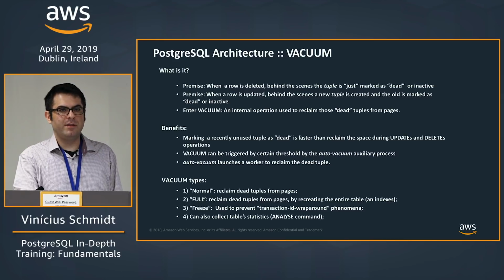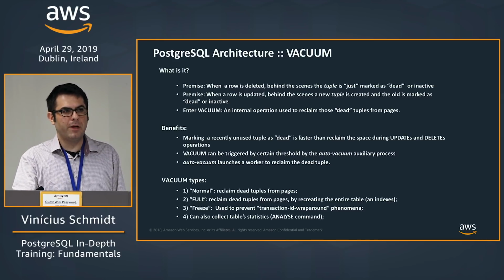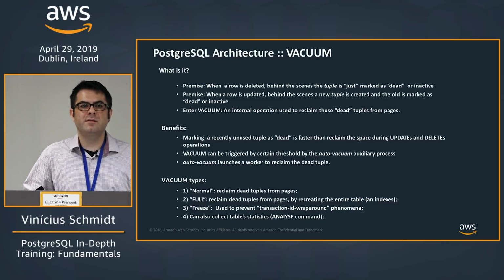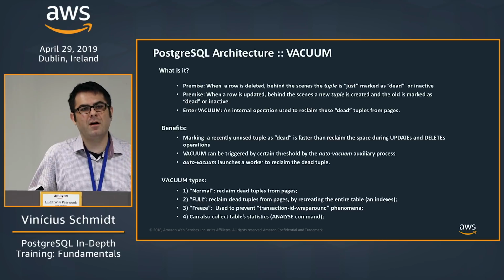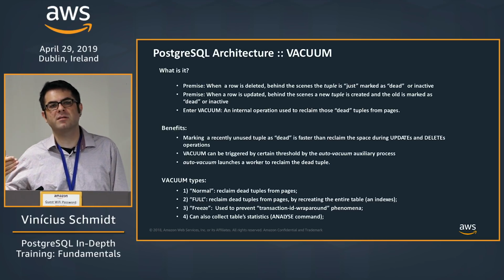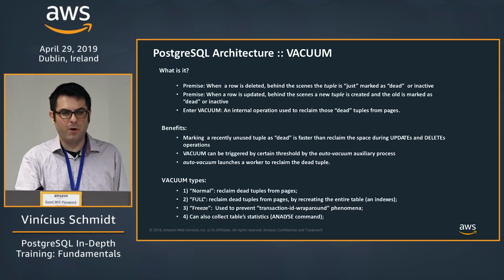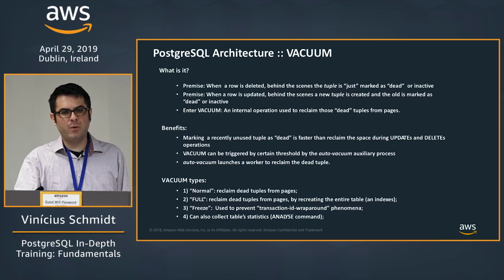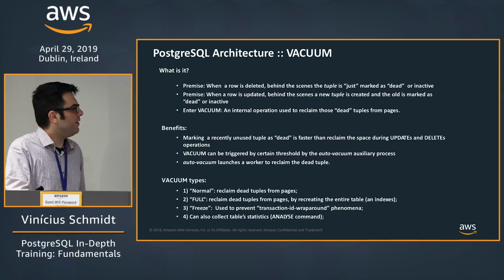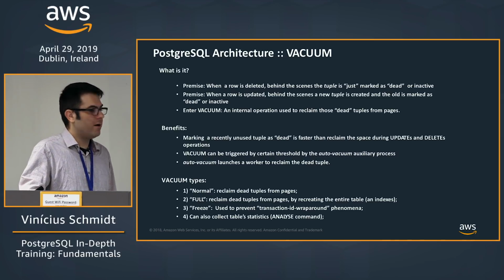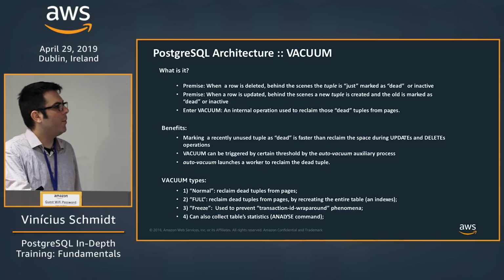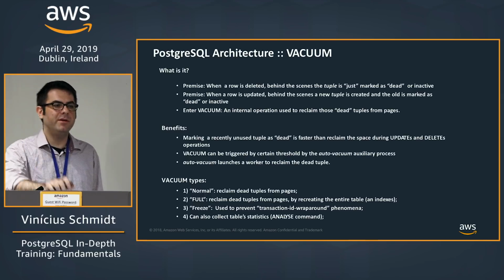There's a cost involved in that: it requires I/O, requires CPU as well. But it's a cost that is worth it, because how the MVCC works makes it very fast to roll back an operation and even to insert a new row. So the trade-off is very good. There are 4 types of vacuum operation, okay? There's the normal vacuum that reclaims dead tuples from pages by removing those pointers.